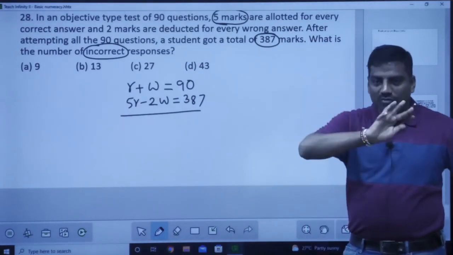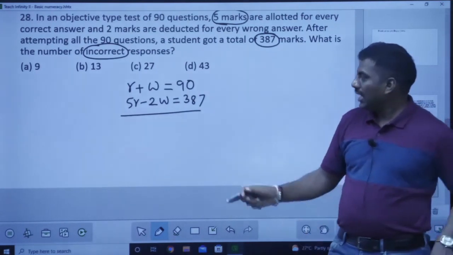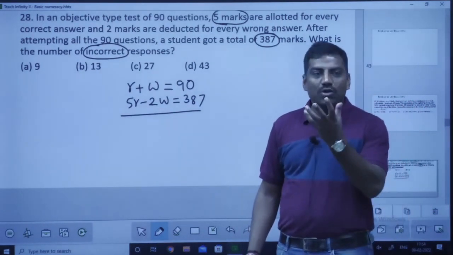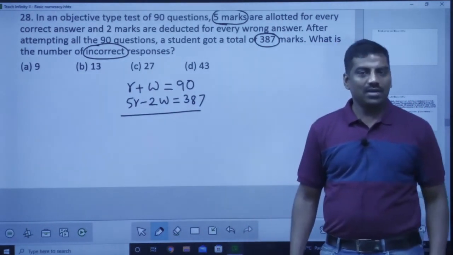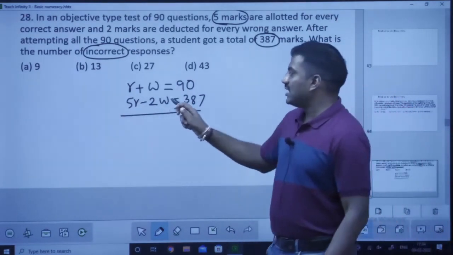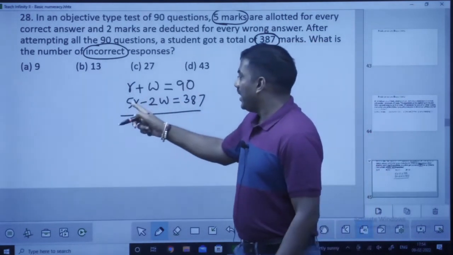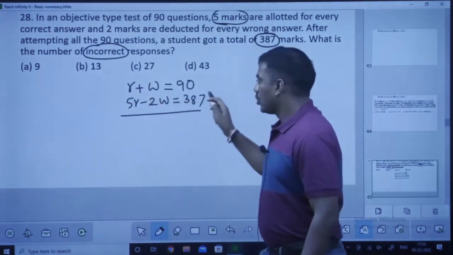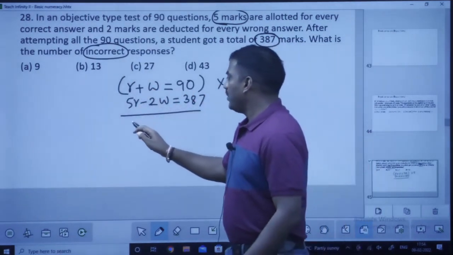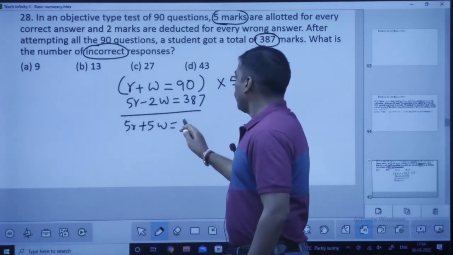Don't worry about R. Don't waste your time in finding R. In the first go only, you find out W. In both the equations, R and W are there. You want the value of W. Kick out R. Kick out R means cancel R somehow. From these equations, cancel R. How can you cancel R? You have to make 5R here. So we will multiply this whole equation by 5. So what will it be? 5R plus 5W is equal to 450.